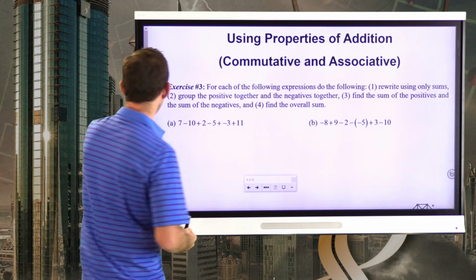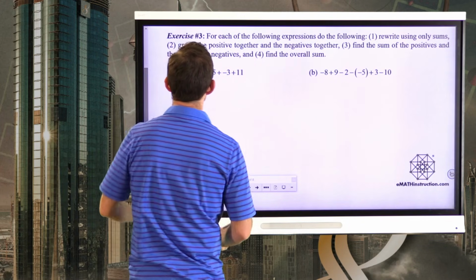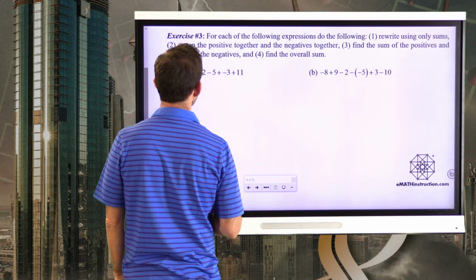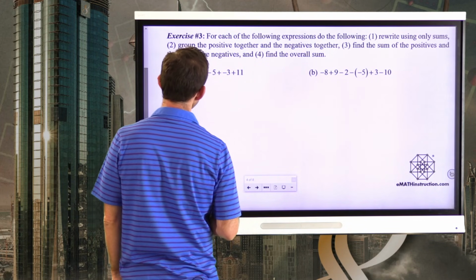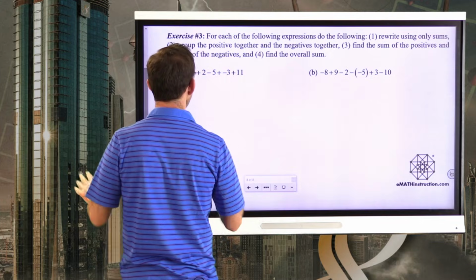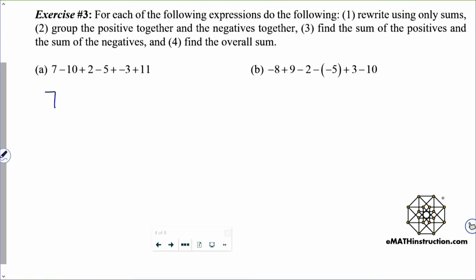Let's do it. All right, I'm going to bring the screen up a little bit here. So I've got 7 minus 10 plus 2 minus 5 plus negative 3 plus 11. The only things I'm going to change about this is I'm going to write this as 7 plus negative 10 plus 2 plus negative 5 plus negative 3 plus 11, right? Now it's all addition. It's all addition.